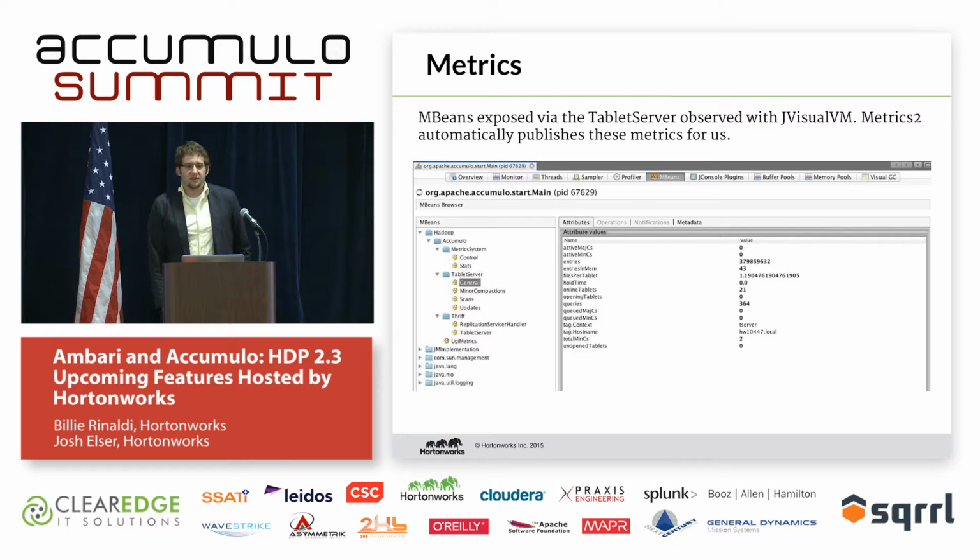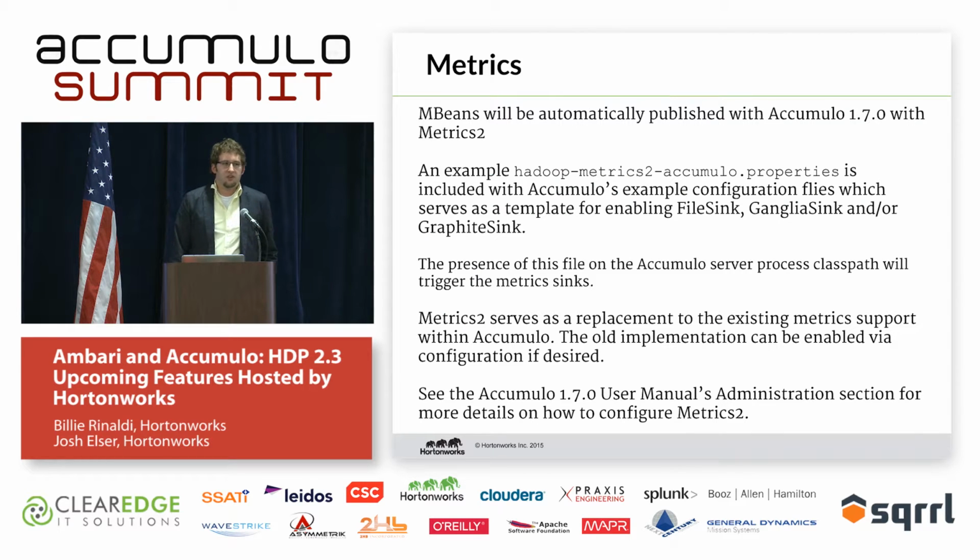When you download 1.7.0, when it's released, this will be enabled by default. The previous implementation of metrics was a custom thing internal to Accumulo itself. That support is still there if you did the work to instrument that yourself. There is a property that you can turn on to enable the old version. There's a nice section in the user manual that I wrote up that can give you some more information about this if you do have something. Hopefully we haven't broken you.